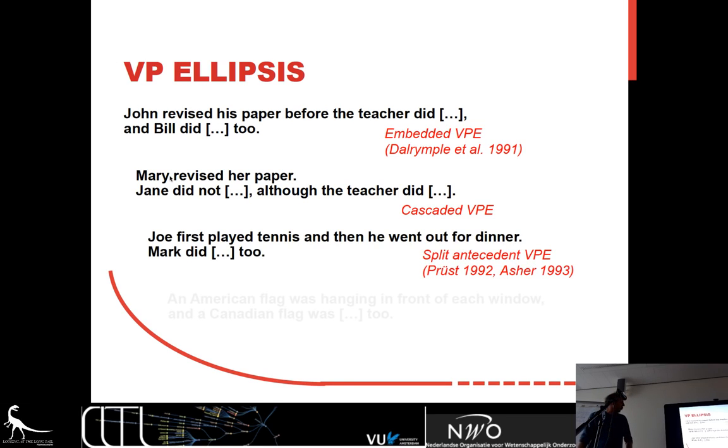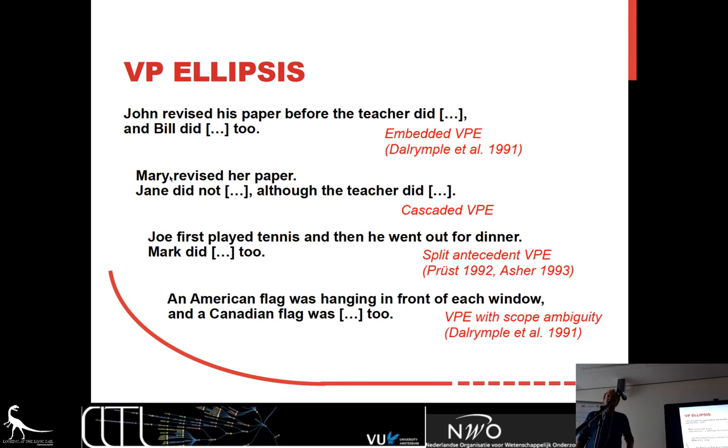Joe first played tennis and then he went out for dinner. Mark did too. First played tennis and then went out for dinner. That was called split antecedent verb phrase ellipsis. And scope ambiguities interacted with verb phrase ellipsis. An American flag was hanging in front of each window, and the Canadian flag was too. Brilliant. I solved them all. I made a computer program to solve them all. Now, very nice. Then I did something else.